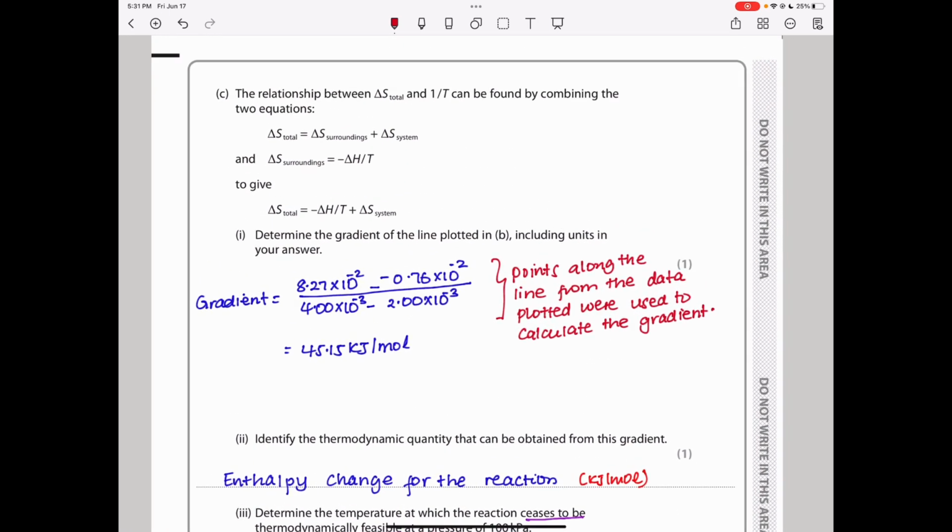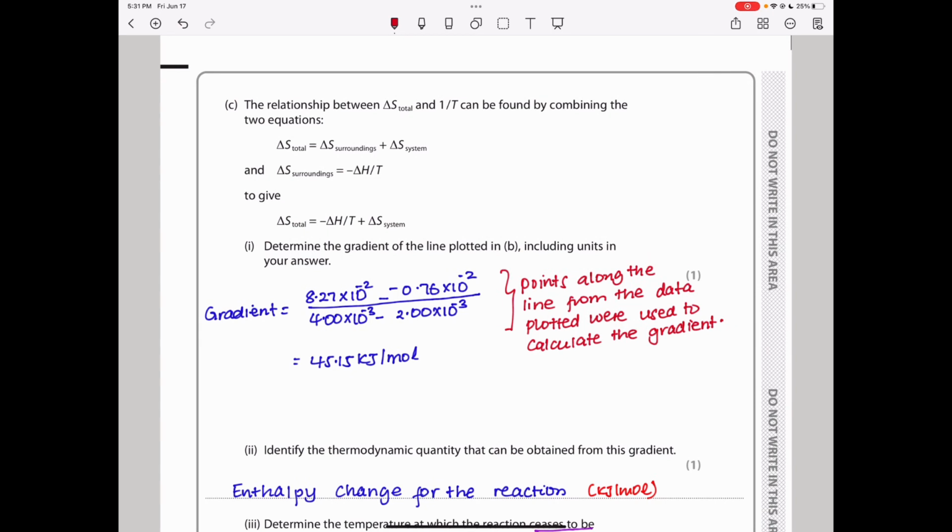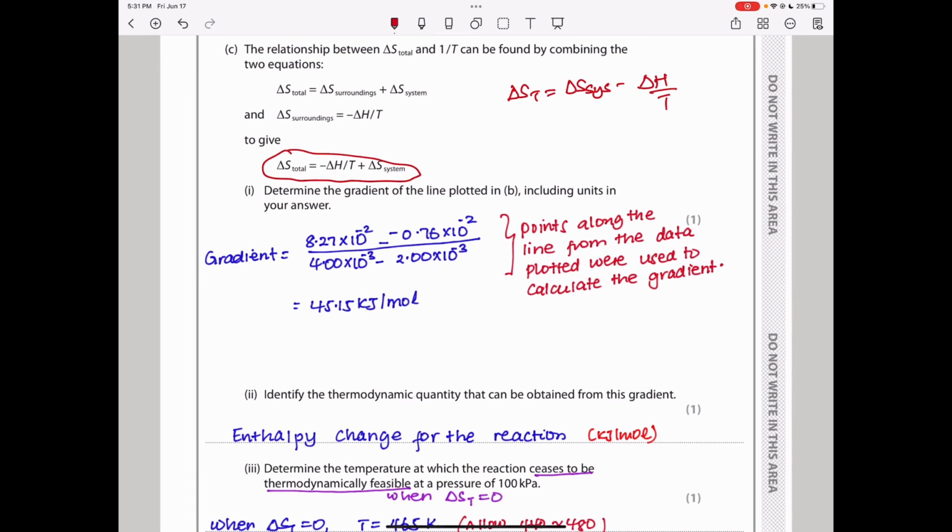So here, they continue to say the relationship between the S total and 1 over T can be formed by combining the equations. So we have these equations to give us this. Of course, you know from your textbook, the S total is equal to the S system minus, of course, minus dH over T. Negative dH over T is the S surrounding.